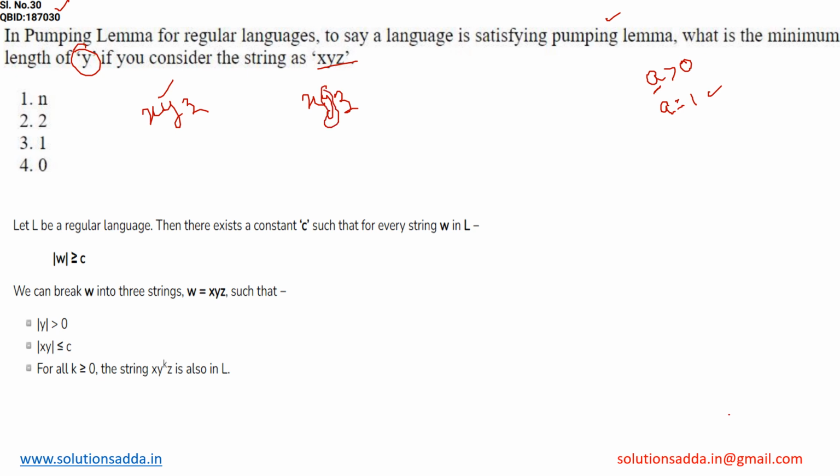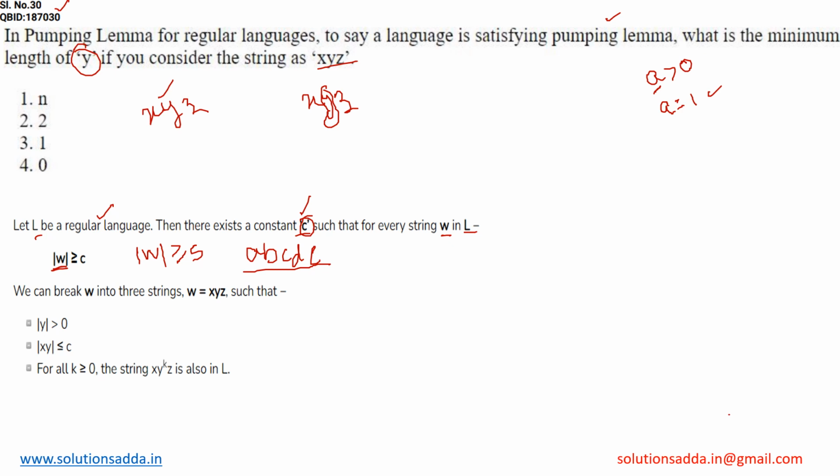In order to answer this question, we must know the three basic properties of the pumping lemma. Here, let L be a regular language. We are representing the string of the regular language by the word w. Then there exists a constant c such that for every string w in L, the length of w is greater than or equal to c. That means the total number of symbols in a string would be at least c. For example, a, b, c, d, e: here the length of the string is 5, and 5 is the constant here.